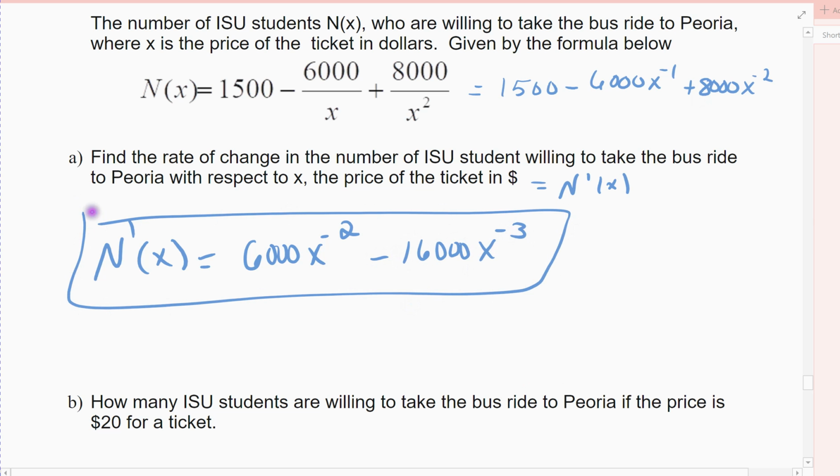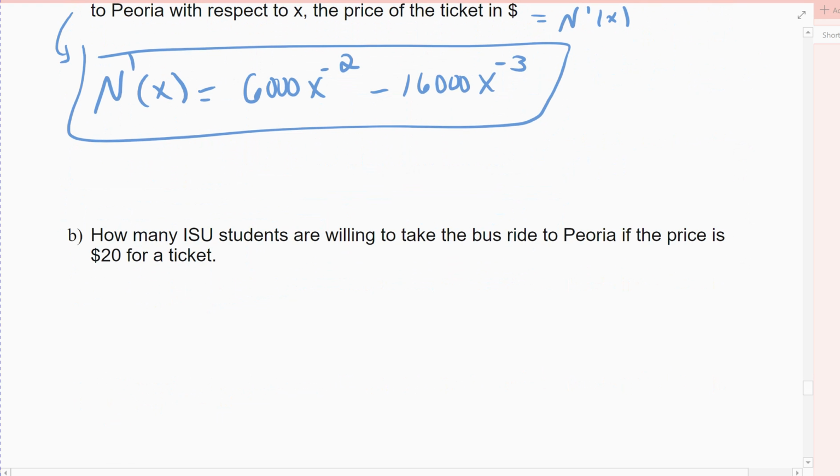There's the rate of change function. There's the rate of change in the number of ISU students willing to take the bus ride to Peoria with respect to x, where x, again, is the price of the ticket, with respect to the price of the ticket.